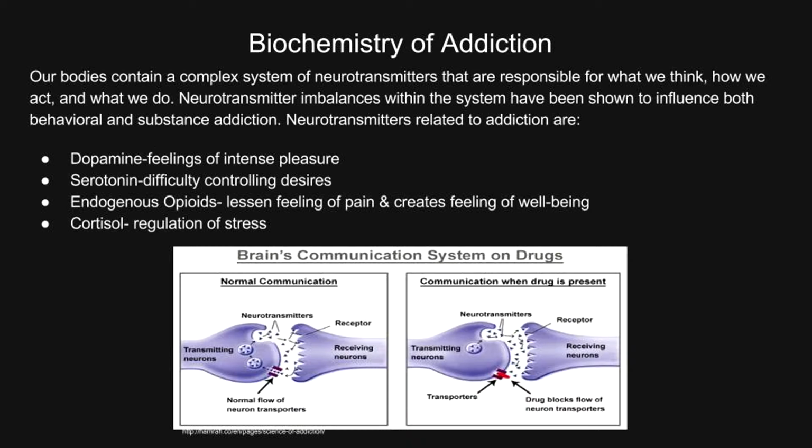Serotonin also plays its role in those with substance and non-substance addiction. It is related to emotion, mood, and cognition. Low levels of serotonin have been observed in those with gambling and substance abuse disorders, and may be the reason why there is an increased motivation to satisfy urges.